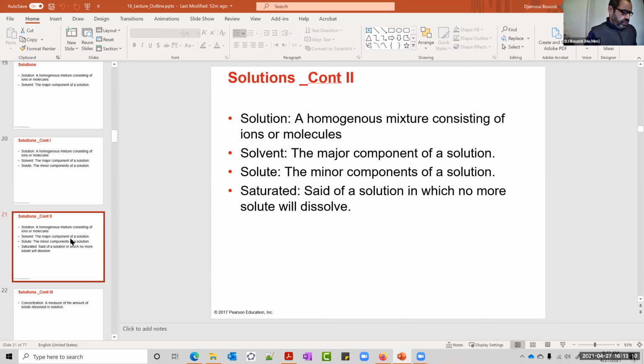Again, when you start adding solute into the solvent, at some point you will reach a point where the minute you add the next bit, you will see a deposition. Instead of mixing with the solvent, it goes to the bottom and rests. In this case, we say we have reached the saturation point. You cannot add any more. Everything the solvent can take has already been taken. So at that point, you have reached the saturation point.